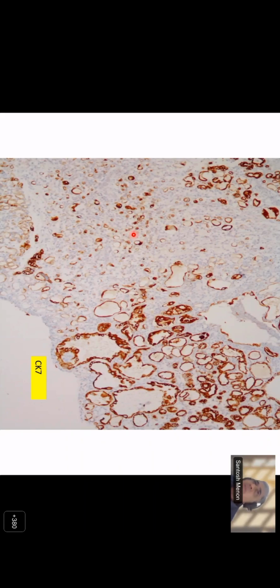So when do you think a urethra would have a signet ring cell carcinoma? Is it common, rare? I think it's a very rare case here. Rare. Never heard of that, sir. Yeah, never heard of that.